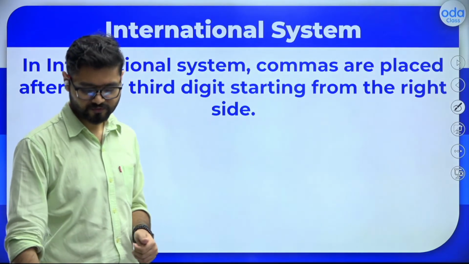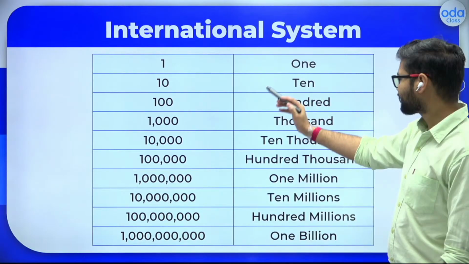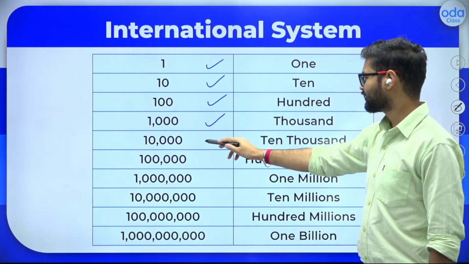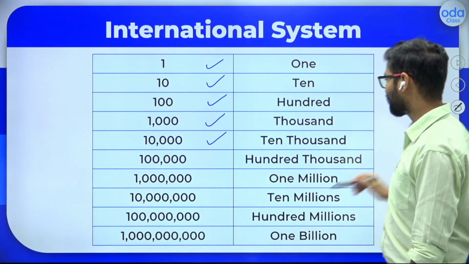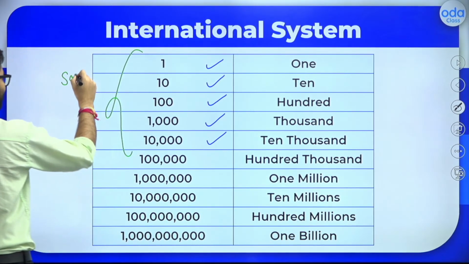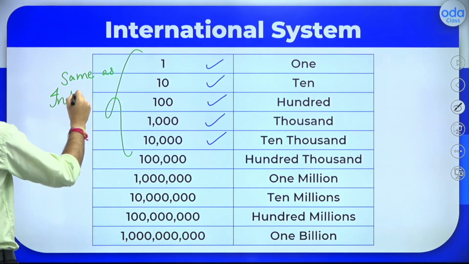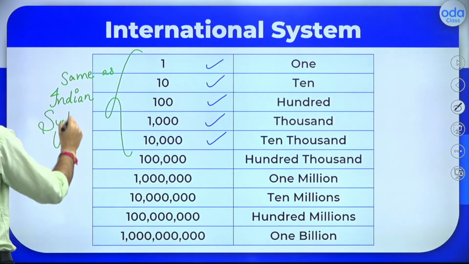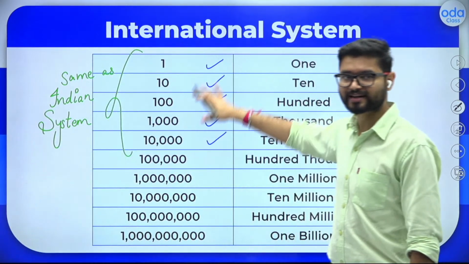I'll show you that. But first of all, have a look at the international system. We start like this: 1, 10, 100, 1000, 10,000. Pretty much the same as the Indian system. Whatever we have done till this part is the same as the Indian system. The actual game starts after this.